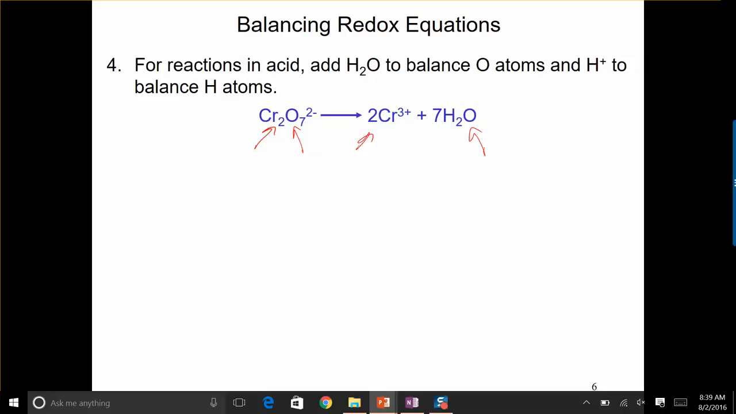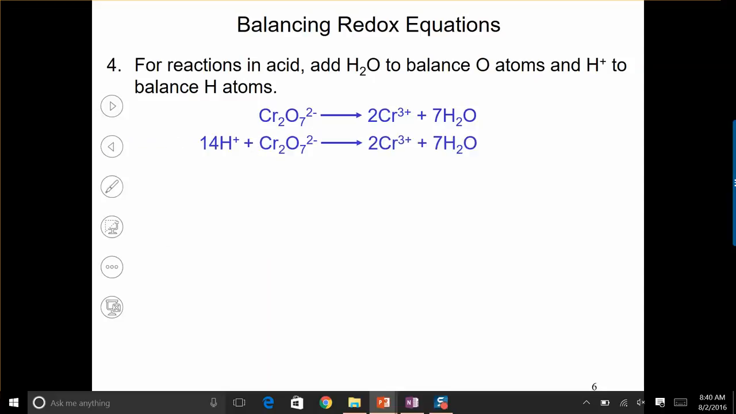But now, what do I have on this side that I don't have over here? I have 14 hydrogens, right? So I have to balance those. Well, this is an acid solution, so over on the other side, I'm going to add H pluses. And I just have to add 14 to balance out those seven waters, 14 H pluses. And now I get 14H plus plus dichromate produces two chromiums plus 7H2O. Okay?